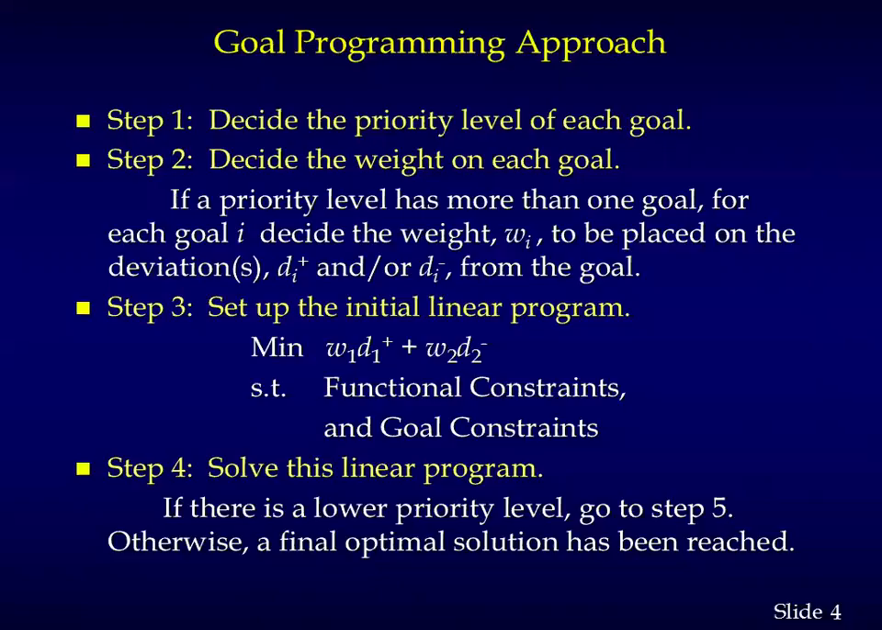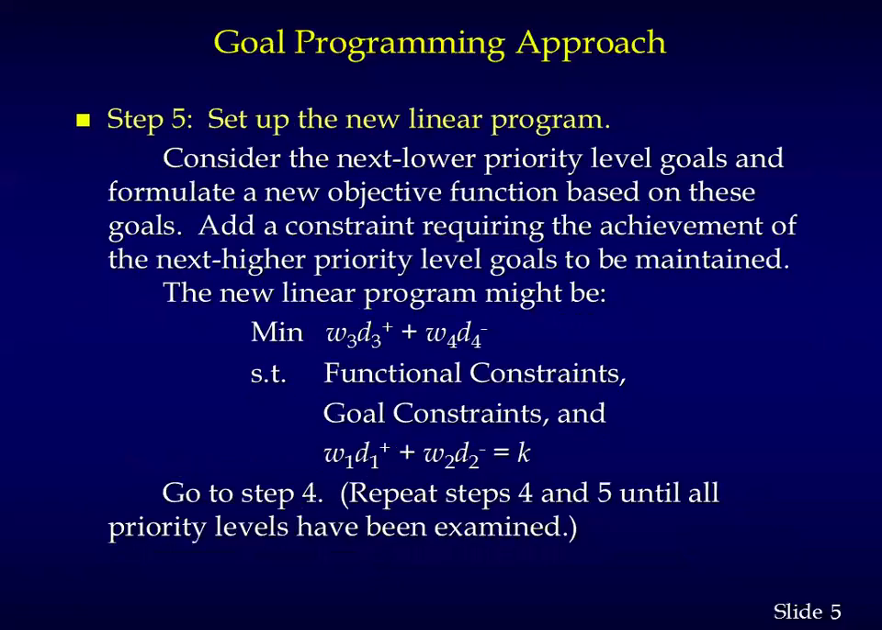So if there's a lower priority level, we go on to step 5. Otherwise, this is the optimal solution. What is step 5? Consider the next lower priority level goals and formulate a new objective function based on these goals. Add a constraint requiring the achievement of the next higher priority levels to be maintained.